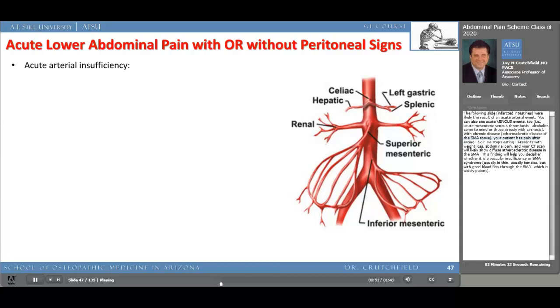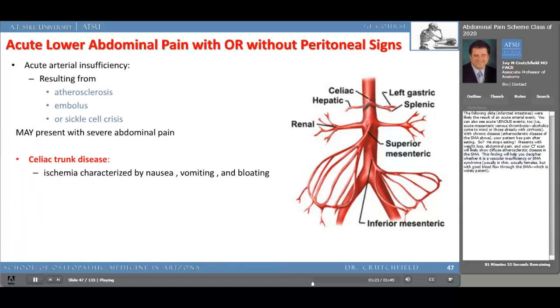Celiac trunk disease is usually characterized by nausea, vomiting, and bloating, since the celiac trunk supplies blood through the left gastric artery, the splenic artery, and the proper hepatic artery. But moving further down the aorta, we see the superior mesenteric artery, which presents usually with pain after eating in those patients who have disease of the SMA, and weight loss. And then, of course, the inferior mesenteric artery, which supplies blood to the descending colon. These patients complain of constipation and blood loss through bloody bowel movements.